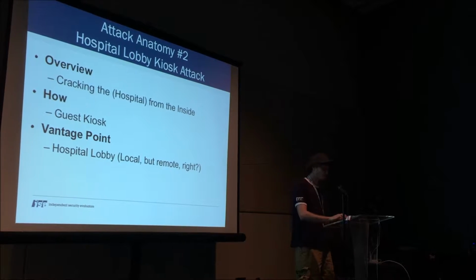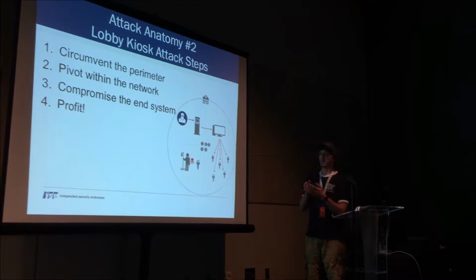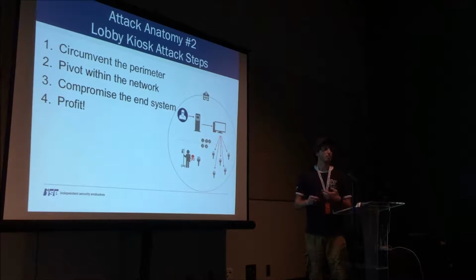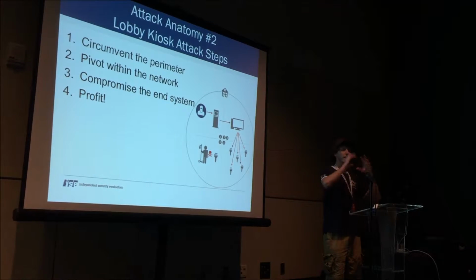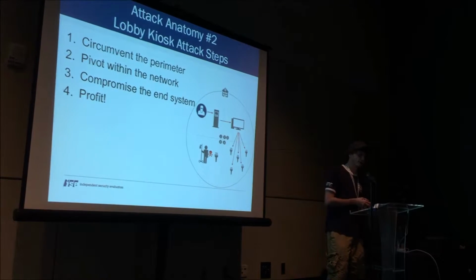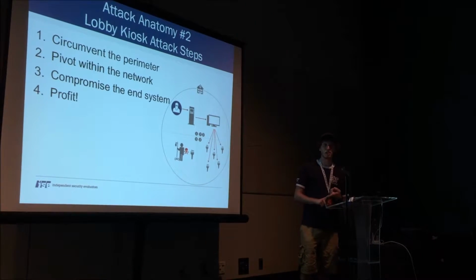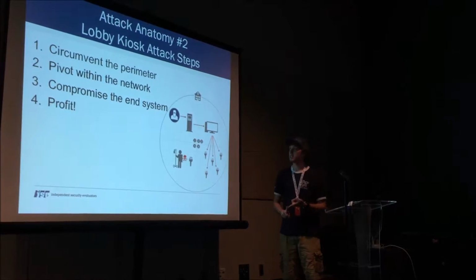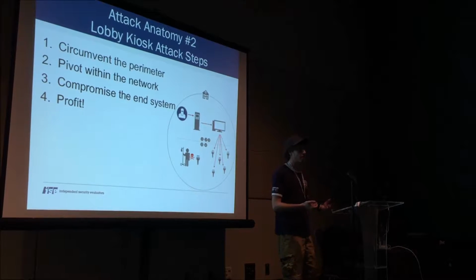You would think. Well, so what we're going to do here, again, is as an attacker, we need to circumvent the perimeter. You can think of the perimeter as more of an abstract thing, like a network, for instance, as opposed to being the front door of the hospital. Again, we'll have to pivot within the network once we compromise the device, and then we're going to look for an end system, i.e. a medical device, compromise it, and then profit.